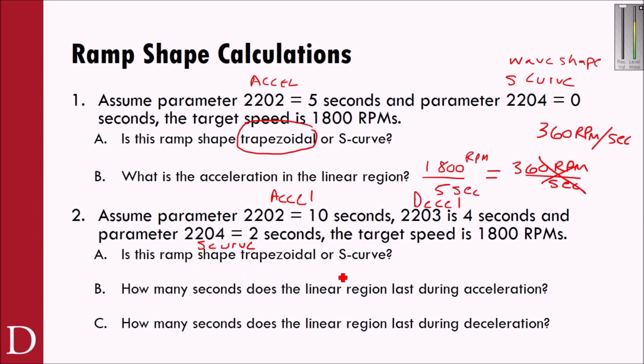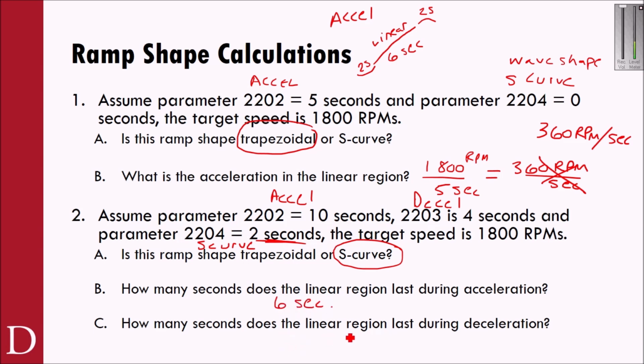First off, is the ramp shape trapezoidal or S-curve? Well, we know it's S-curve. Why? Because we've actually got the parameters set now, right? How many seconds does the linear region last during acceleration? Well, acceleration is 10 seconds. So I've got 2 seconds of S, and I've got 2 seconds of S, and then I've got the linear region in between. So 10 minus 2 is 8, minus 2 is 6. So 6 seconds in the linear region. And then I have S-curve on either side of the 2 seconds. So this would be for the accel side. Okay, so the linear region lasts for 6 seconds.